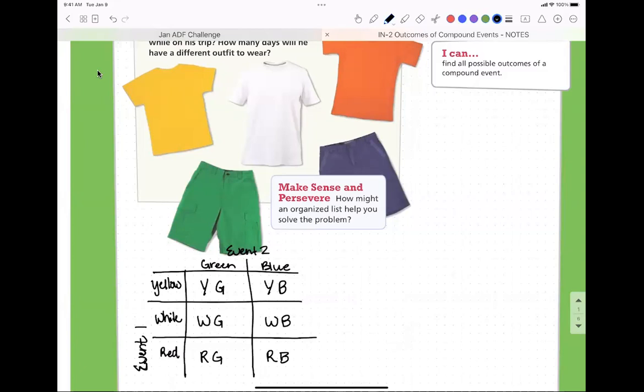So now if I have to list the possible combinations, I know for sure I'm not going to forget any and I'm not going to duplicate any because I can just go through and say yellow, green, yellow, blue, right? White, green, white, blue, red, green, red, blue. It's very organized, very neat.